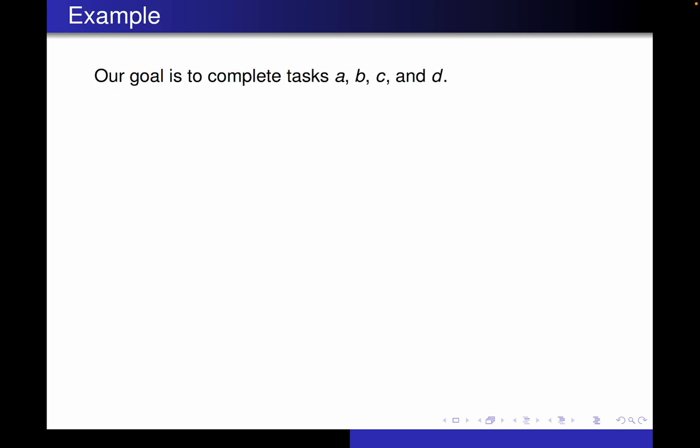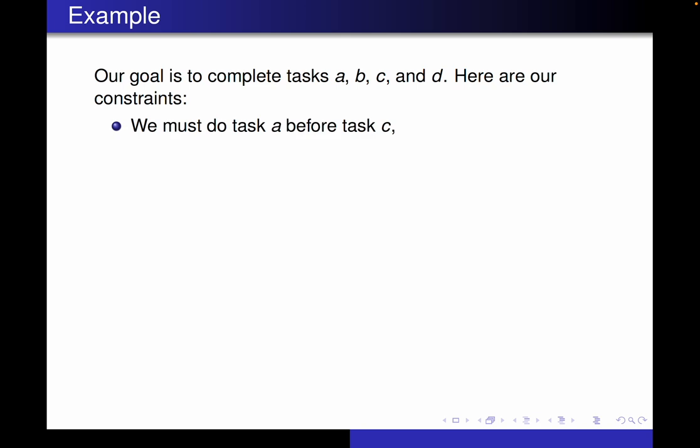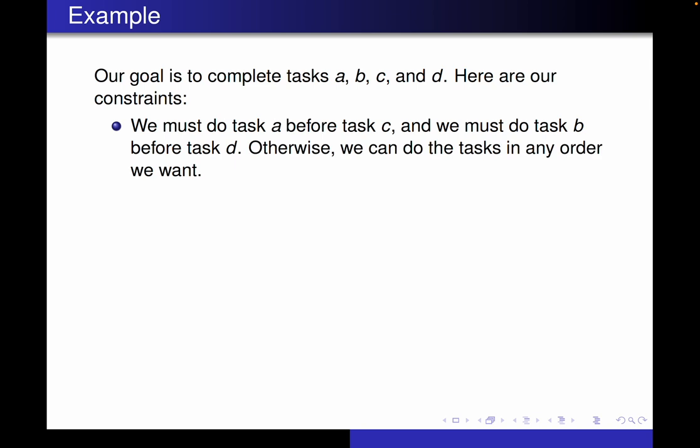So here's an example that we're going to look at. We have 4 tasks that we have to complete, and I very unimaginatively call them task A, task B, task C, and task D. Here are our constraints. First of all, no matter how we do the tasks, A has to come before C. We can't do C without having done A first, and we have to do task B before we do task D. And other than those 2 constraints, we can do the tasks in any order that we like.